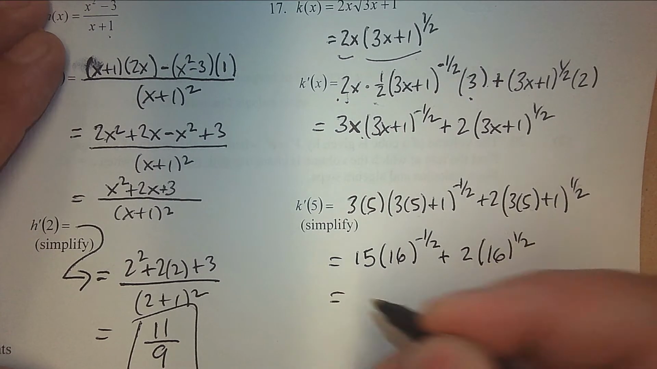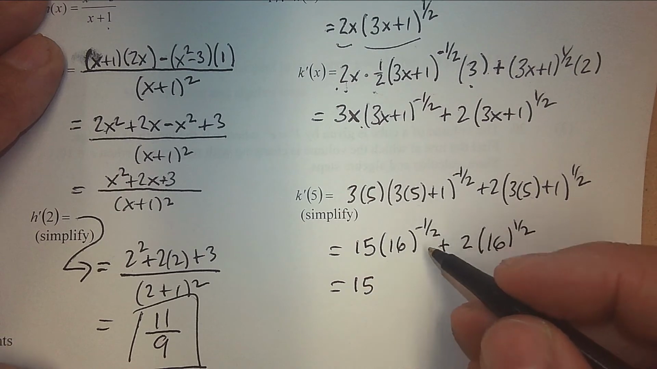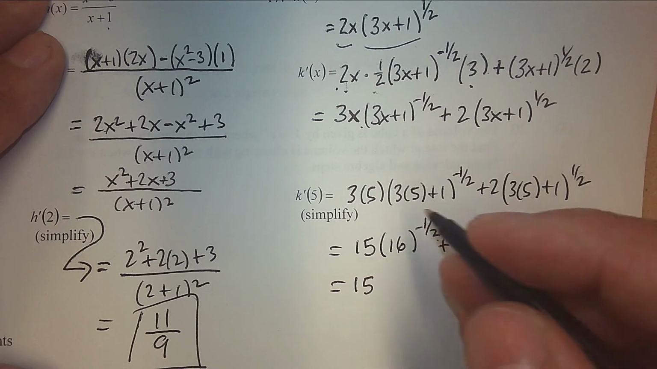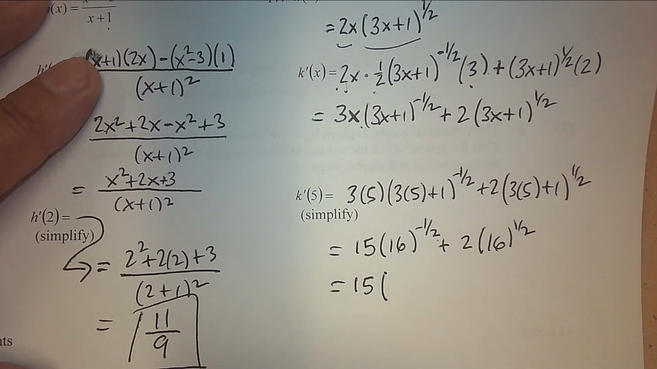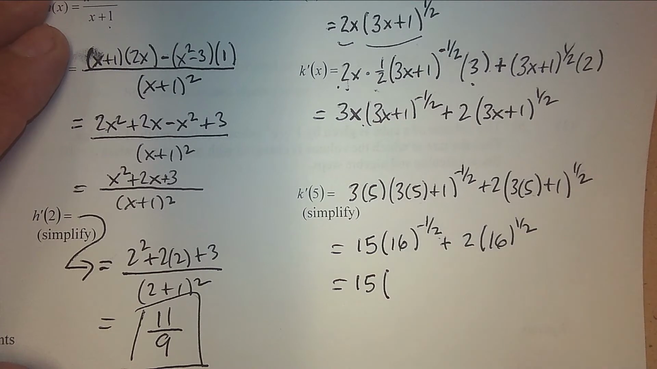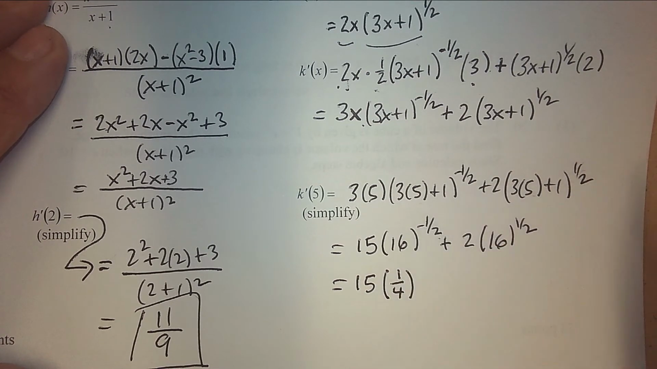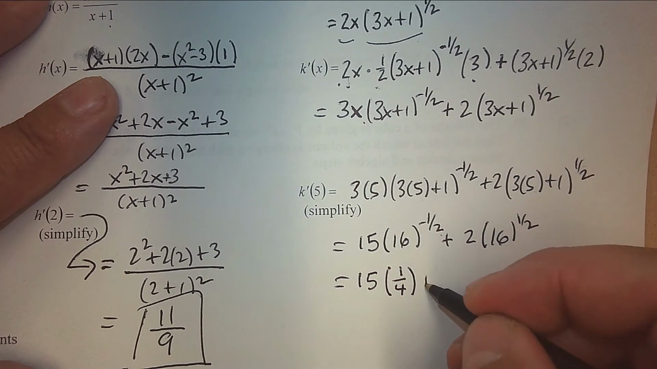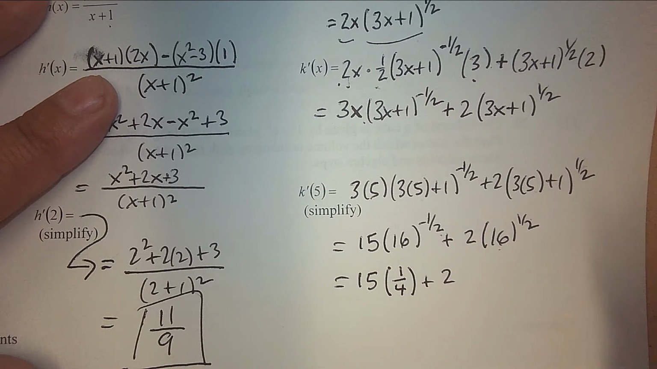How do I continue to simplify this? Well, the square root of 16, remember 1/2 means square root. So the square root of 16 is 4. But what does the negative exponent do? It does not make the answer negative. Instead, we do the reciprocal. So the square root of 16 is 4, and the negative exponent says flip it. That's where you get 1/4. The next one is just the square root of 16. No flipping involved, it's just 4.